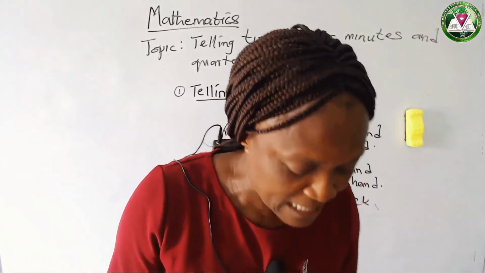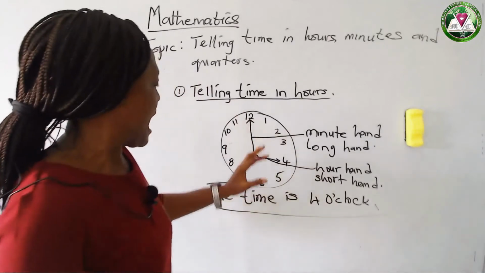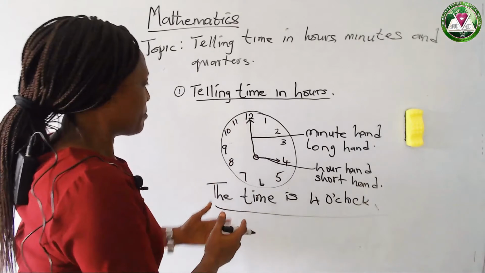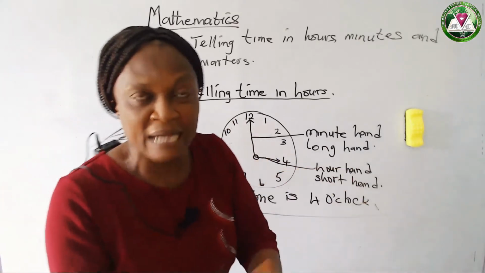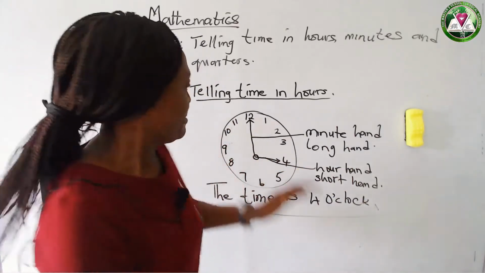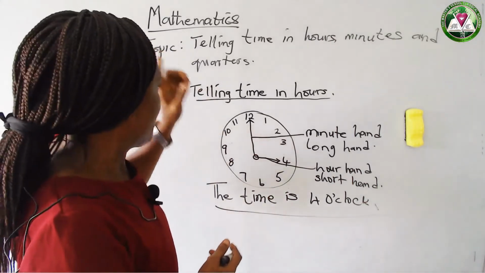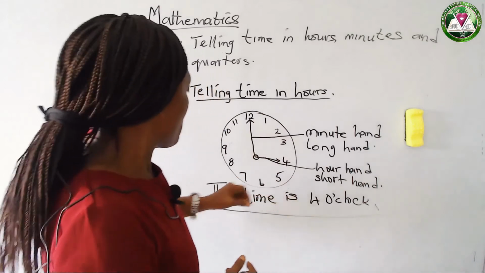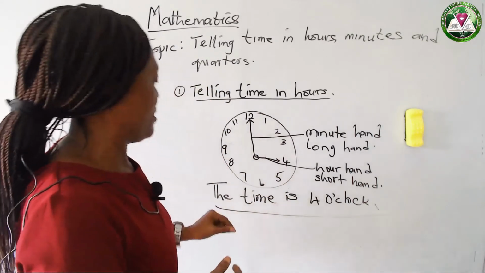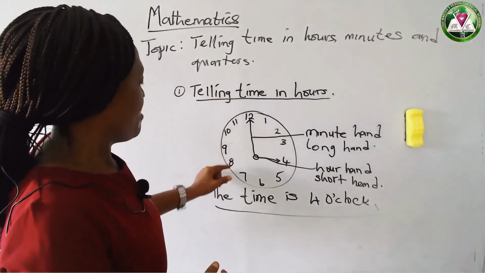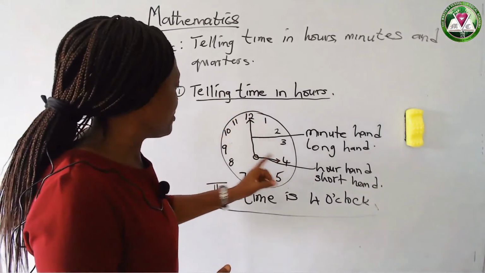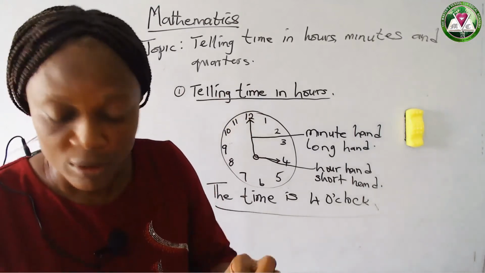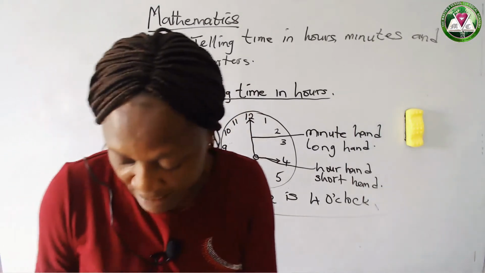Then I still say that this long hand and short hand, the two of them work together, hand in hand. The long one, which is the minute hand, must be at 12 and the short one must point to a number on the clock face. Assuming the long hand is at 12 and the short one is at 9, the time then will be 9 o'clock.